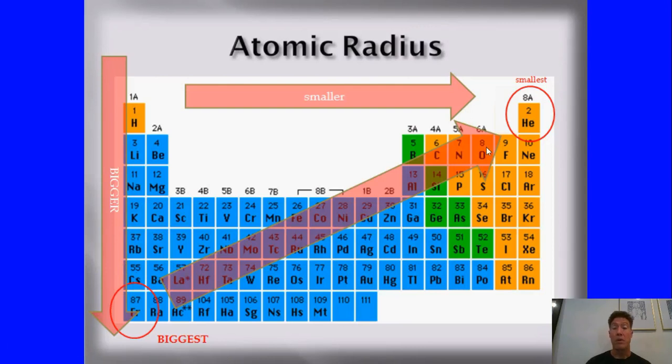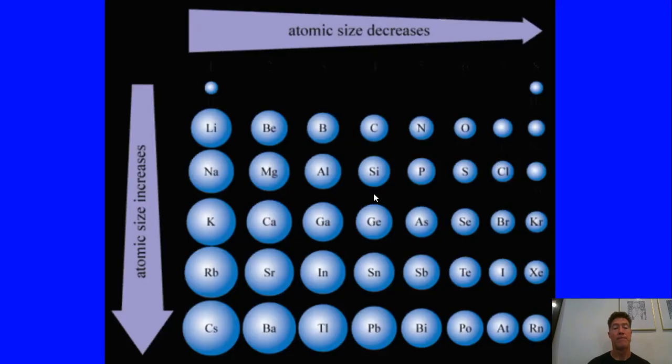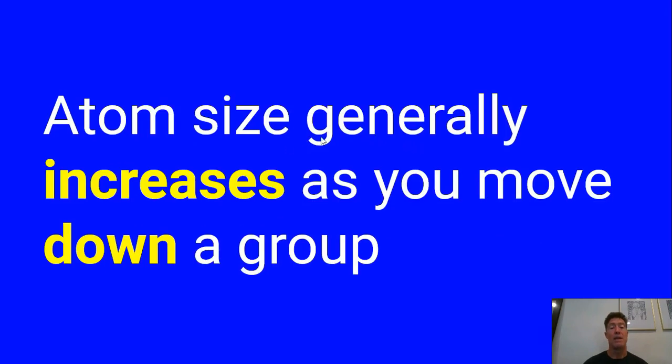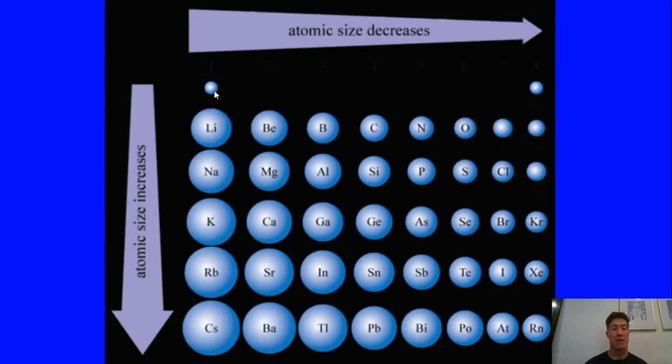So it's important to remember that francium here would be the biggest, helium here would be the smallest. So if you drew an arrow, you would get the right trend as things get smaller. Again, another way of showing the same information. So let's examine group trends. These are trends along the same vertical family. The atom size increases as you go down a group, as we see over and over again. This is bigger, so as you go down, bigger, bigger, bigger, bigger.